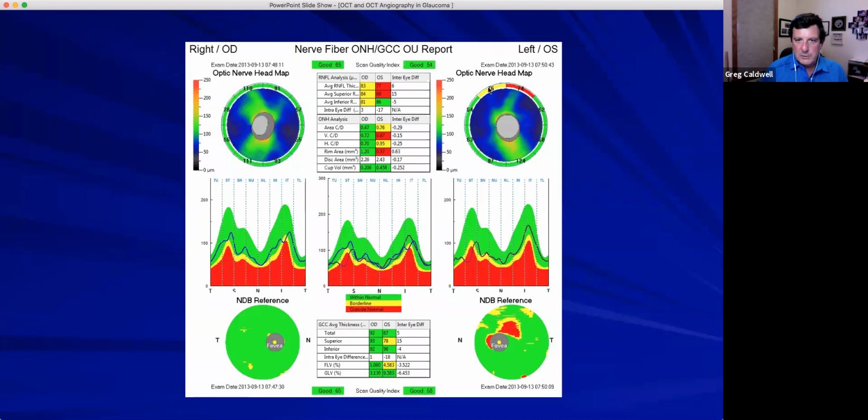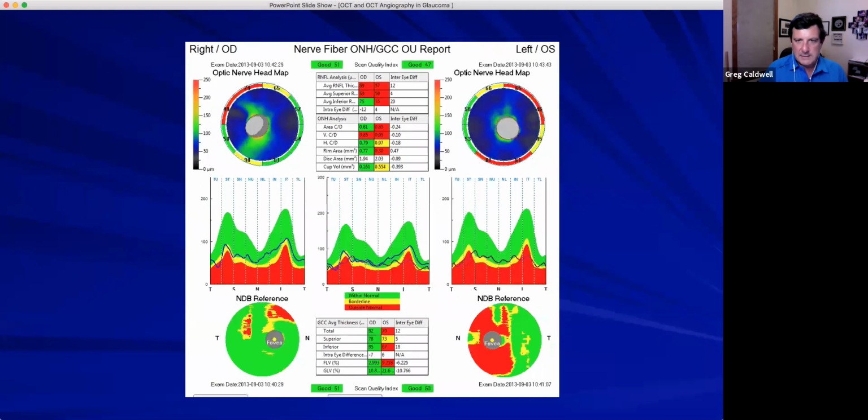So the glaucoma is worse in the left eye of this patient. You can see how this superior temporal is kind of arcuating over here to this superior part of this GCC. Glaucoma is worse in the left eye than the right eye based on this OCT analysis.